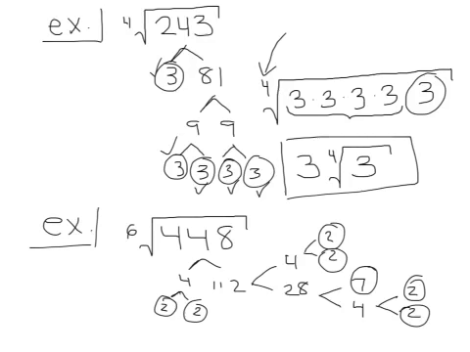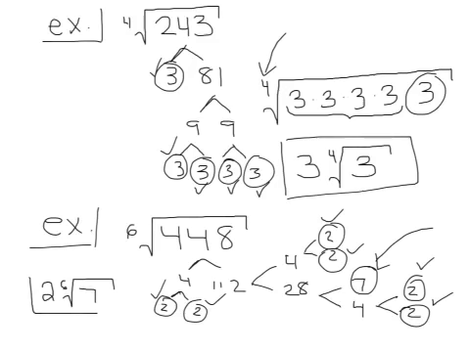Now, we are looking for the same number repeated 6 times because the index again indicates that. So we have 1, 2, 3, 4, 5, 6 2's. So we're going to pull 2 out to the side. This 7, however, does not have another 7 repeated 5 more times. So we are going to rewrite this 7 under the radical with an index of 6. And that is the final answer.